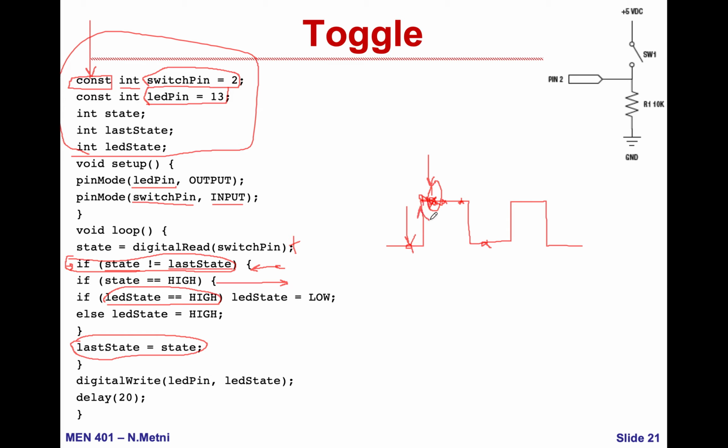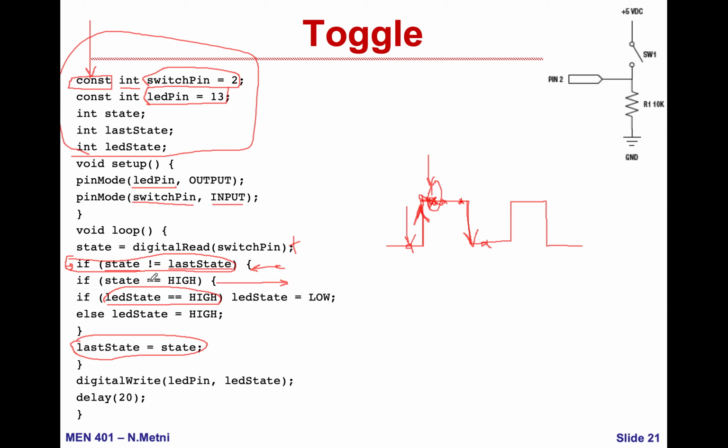Because my new state is high and it is different than my last state, I will go into this block, and I am now detecting a rising edge. Here, if I had written if state is equal to low, I would be detecting a falling edge. So it depends on what I need here.